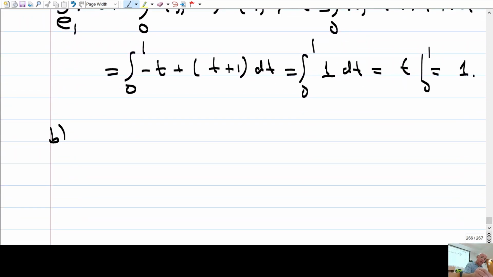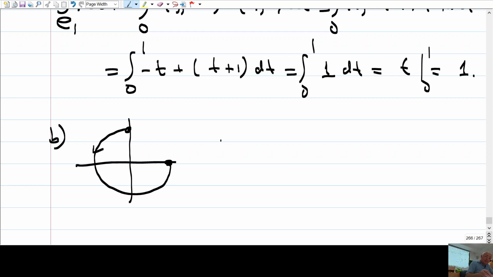And in part B, this time we take the parameterization which goes from this point to this point counterclockwise, so like this. Well, this is this part of the circle, so this is 1 comma 0, this is 0 comma minus 1, so it is this part of the circle.